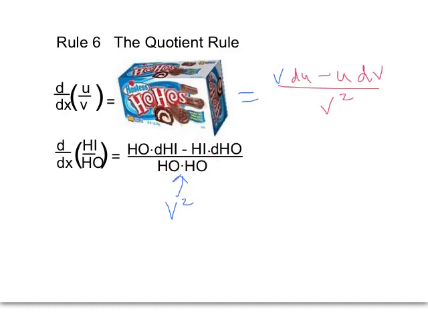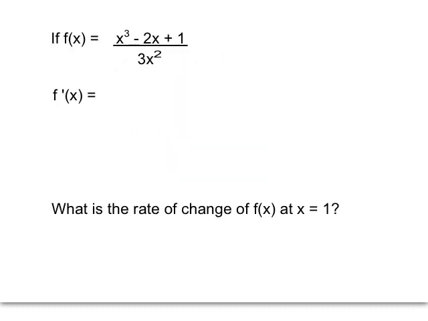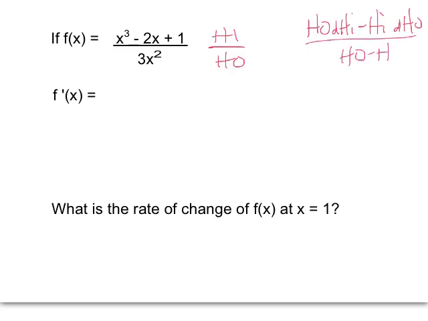All right, moving on. We have an example of a quotient, and we need to divide. We need to use the quotient rule. The quotient rule is given high over ho. We always start with the ho. So it's ho d high minus high d ho all over ho ho. All right, so ho, that's just the bottom unchanged. It's just the lower function there.